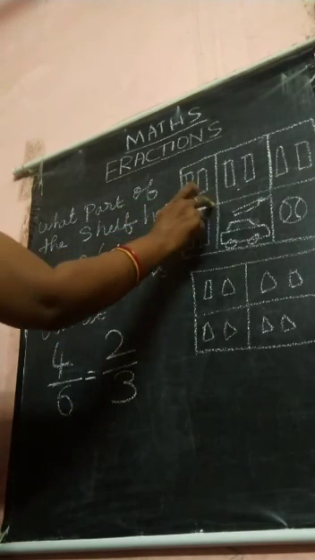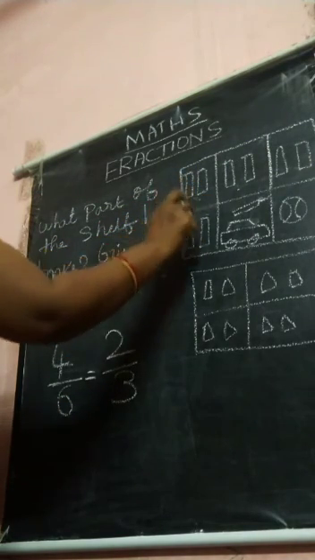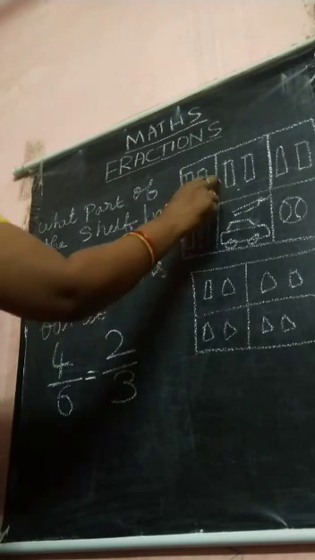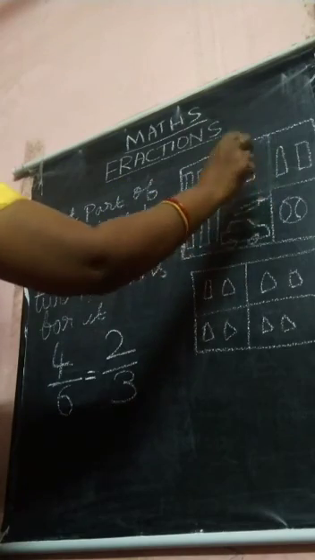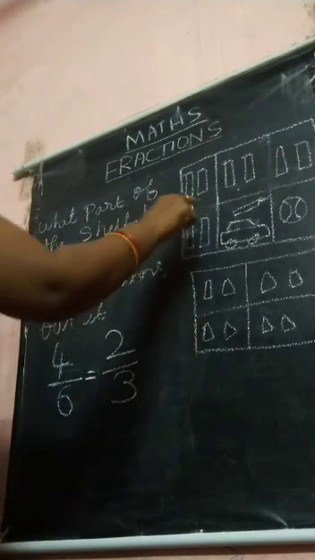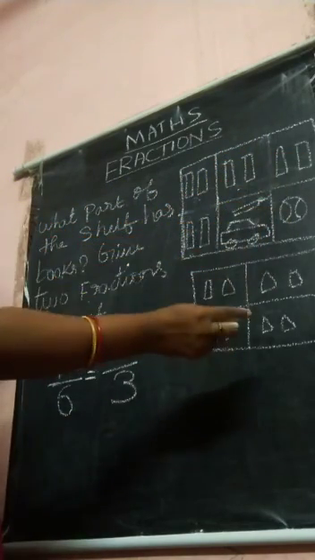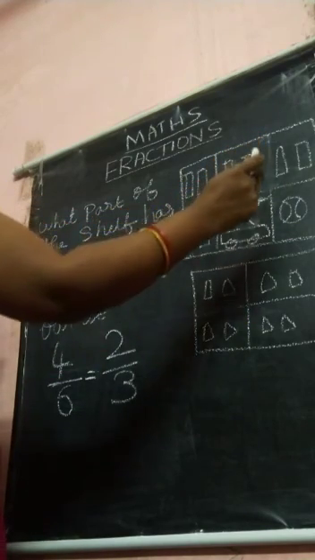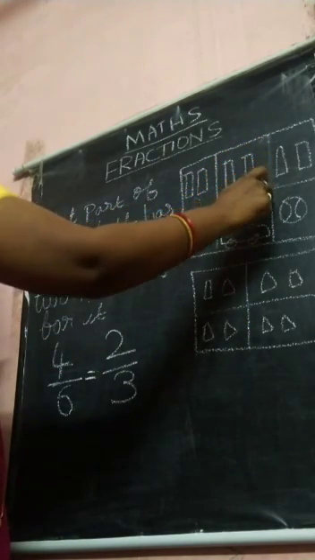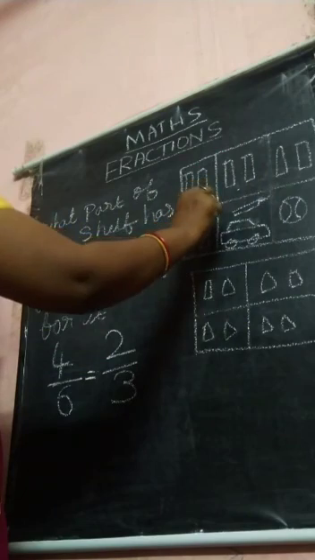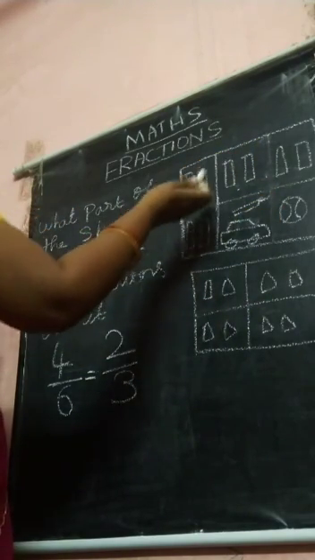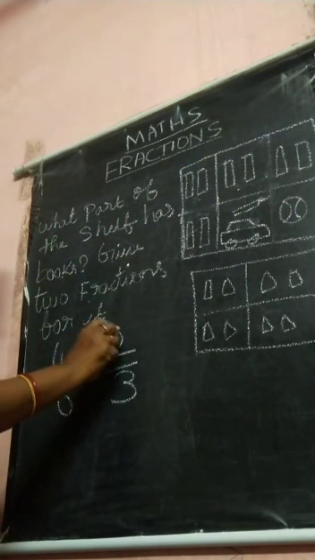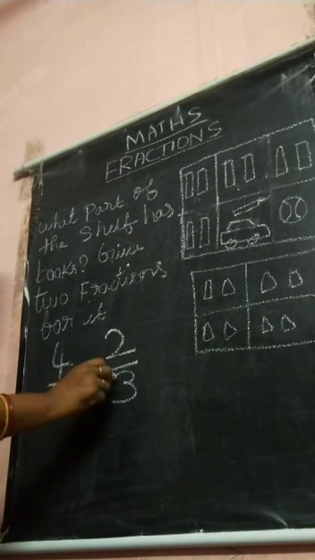If you arrange these two shelves as one shelf, and these two shelves into one shelf, the total number of shelves is how many? 1, 2, 3. The toys are one shelf, 2 shelves have books. So that is 2 by 3.